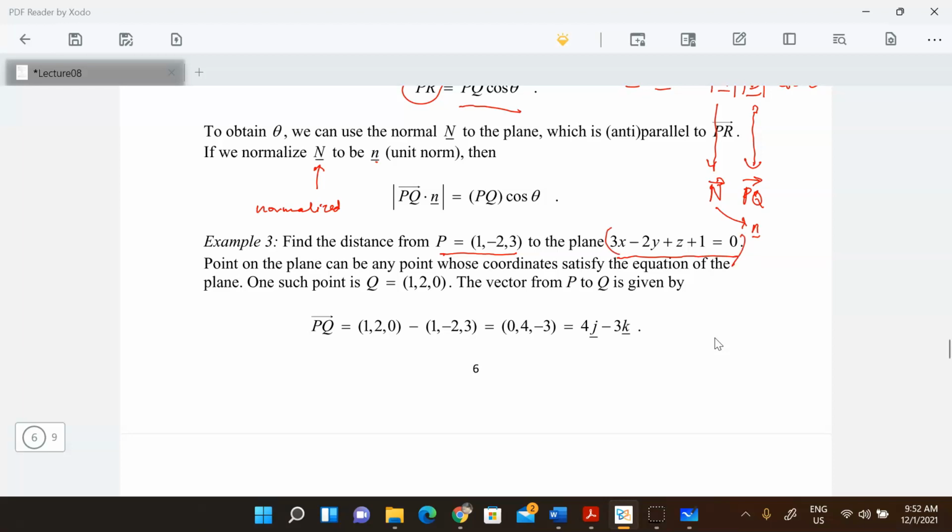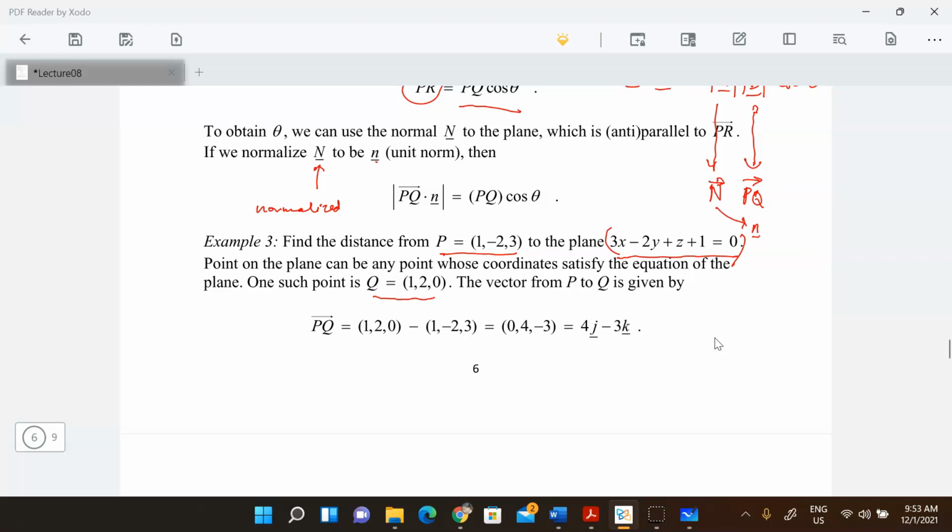So I can now try to find whatever x, y, z satisfy this equation, which will be a point on the plane. For example, over here, I can choose Q to be (1, 2, 0). So I put 3 times 1, minus 2 times 2, and then this is 0. So I get 3 minus 4 plus 1. This is a point chosen.